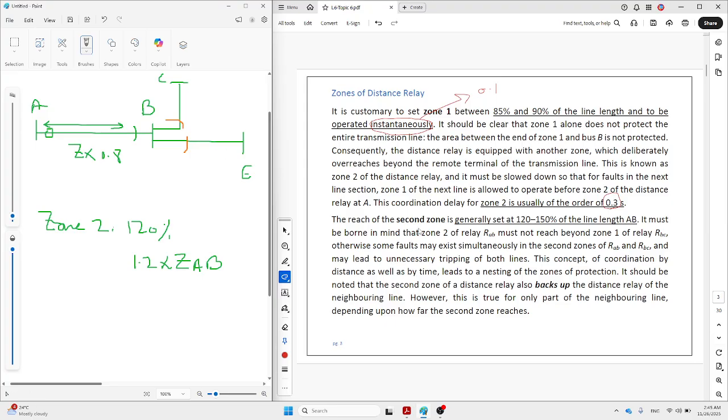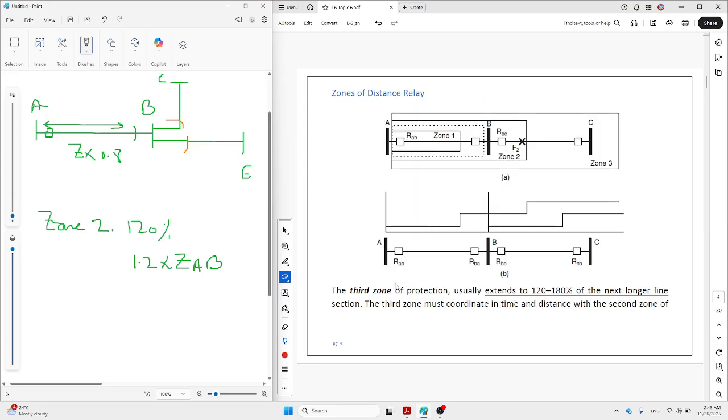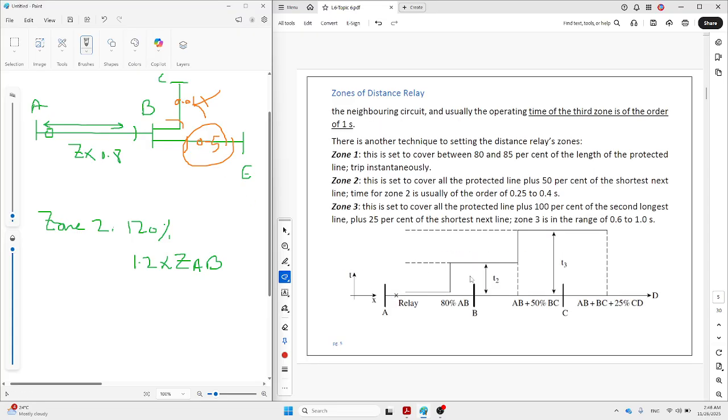And then for zone 3, we usually set it as 120 to 180% of the next longer line. How should we find out the next longer line? If the transmission line is longer than the other one, the impedance of that one is bigger. For example, if the impedance of this one is 0.01 and this one is 0.5, it is clear that this one is longer, correct? So we should set it as 120% or 180% of the next transmission line. The next longer is this one, so we consider the impedance of this one and set it as the next longer transmission line.